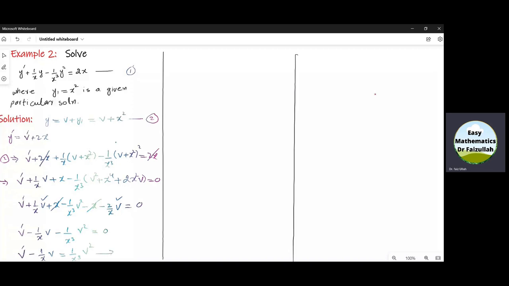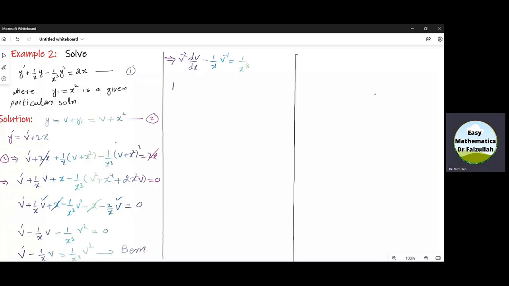And we can see that this is a Bernoulli ordinary differential equation. So to solve a Bernoulli ordinary differential equation, we divide both sides by v square. So we have v power minus 2 into v dash. So let us write v dash as dv over dx, minus 1 over x, and this will become v power minus 1 is equal to 1 over x cube.